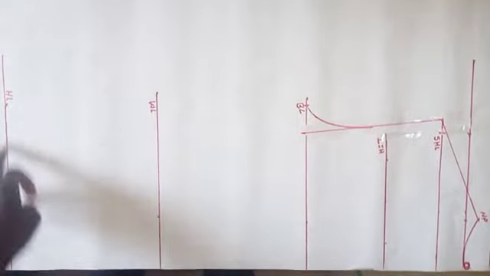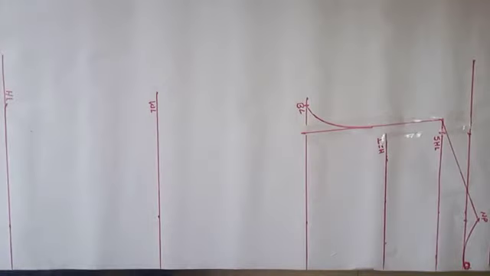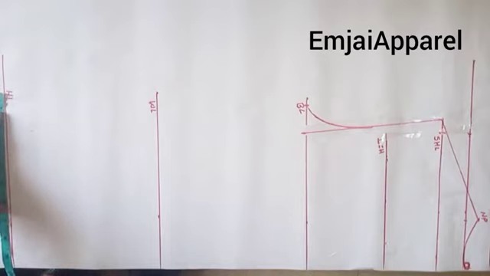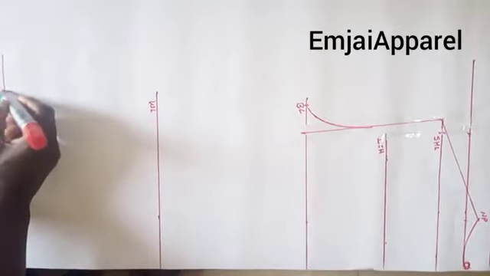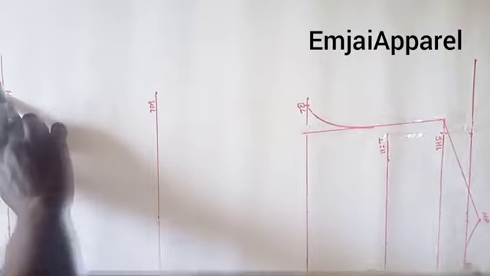So the next thing I'll be doing is to insert the quarter of my hip measurement on the hip line. The hip measurement I'm using is 38.5 divided by 4 is 9.6. So I'll be inserting it at this point like this. Then I'll be connecting the bust line to the hip line using a straight line.